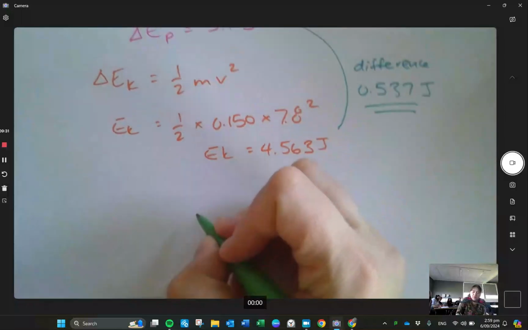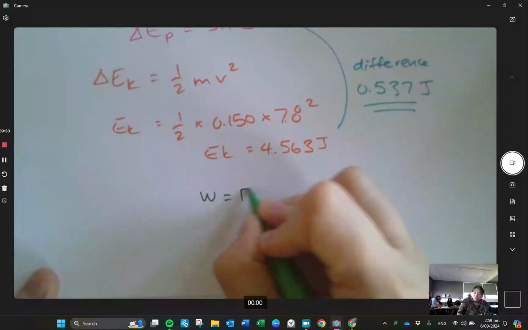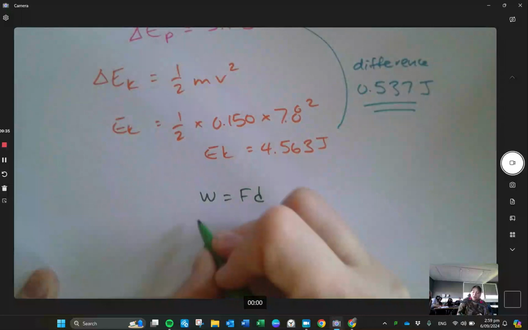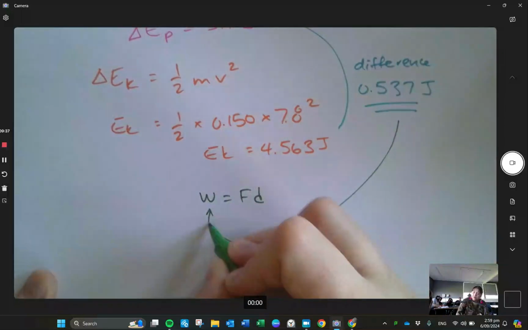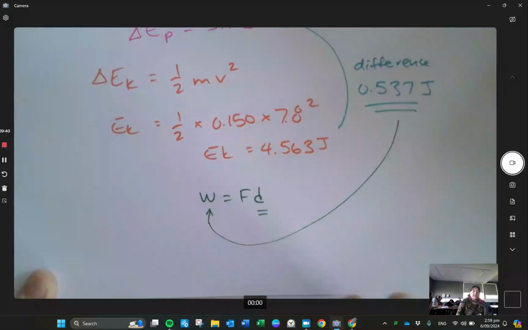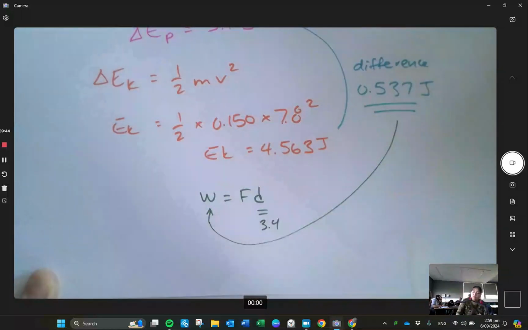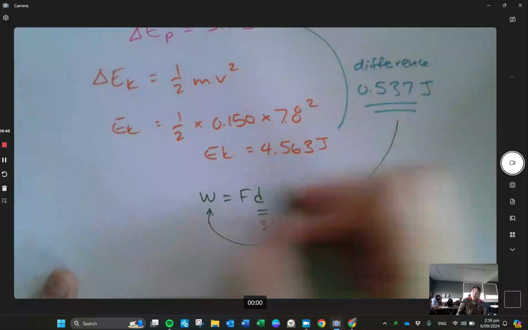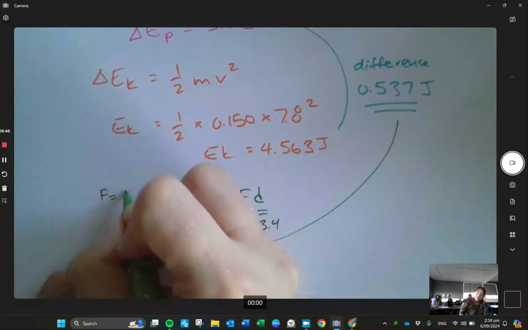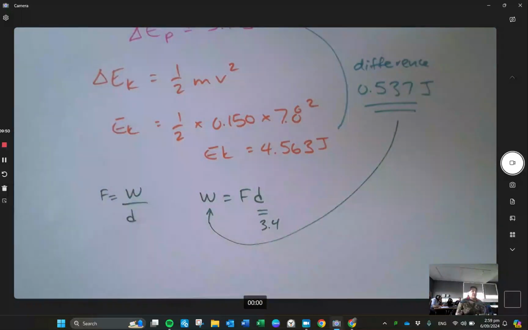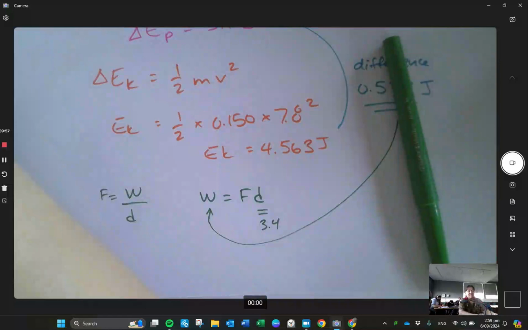So we now want to use the work equation. Work is equal to the force times the distance traveled. We do know what the work is because we're using that number there. And then we do know the distance because the ball has dropped and the ball has moved 3.4 meters. So if I rearrange this equation, I have F equals W divided by D. Are we okay with how I just rearranged that? So all I did was divide each side by D to get my F by itself.